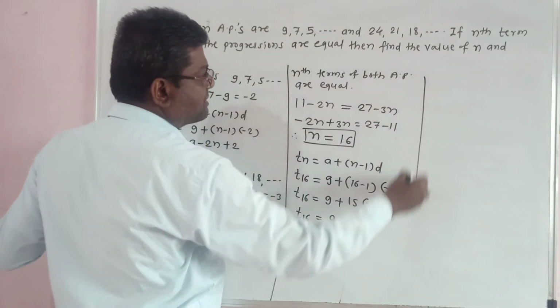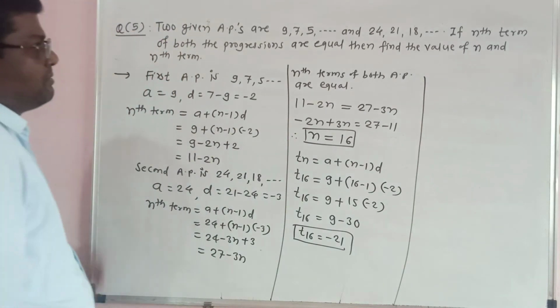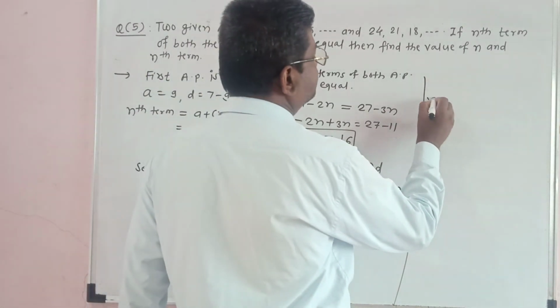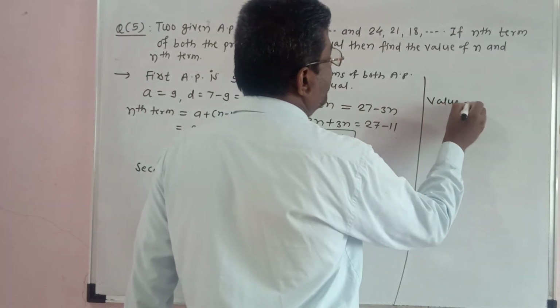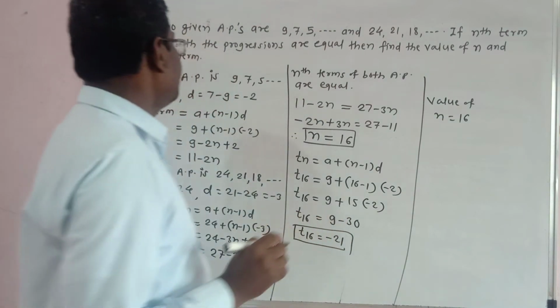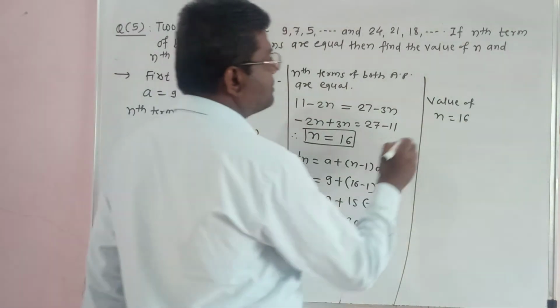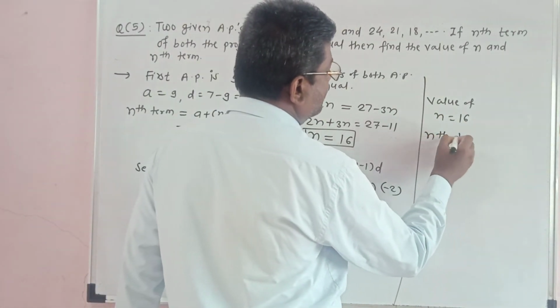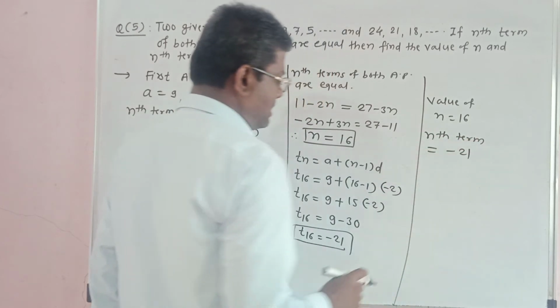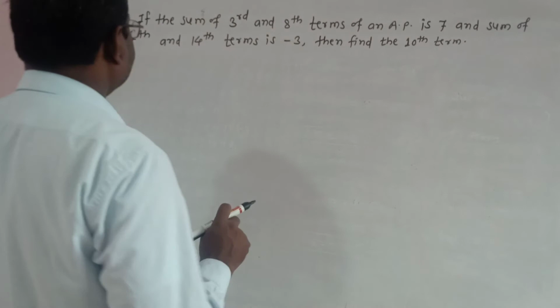So our answer is: value of n is equal to 16 and nth term is equal to minus 21. Question number 6.